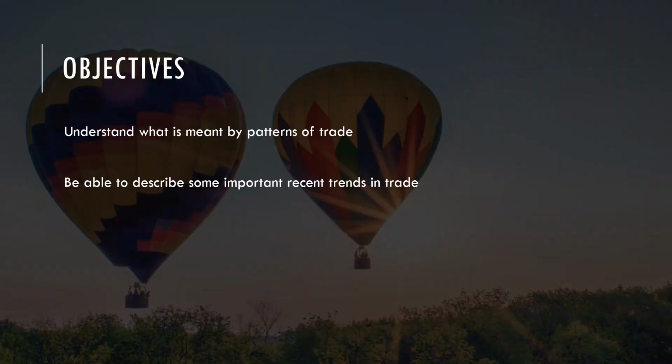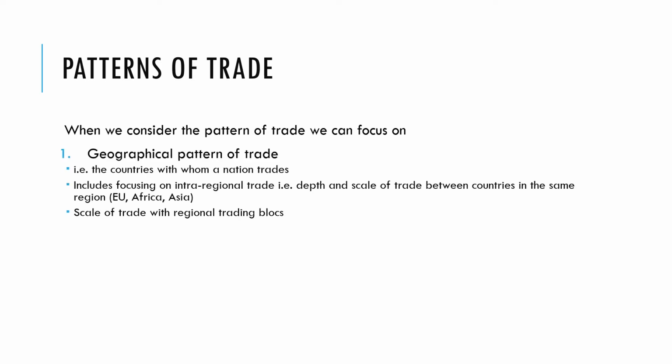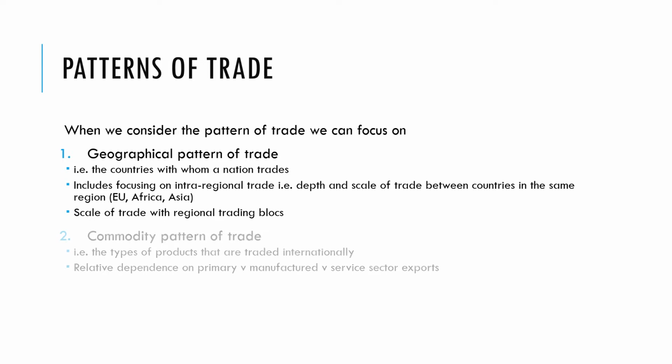So in this video we're going to look at what we mean by patterns of trade and look at some important recent trends in global trade. When we're considering the patterns of trade, we can really talk about two different things. We can talk about the geographical trade between two countries, so looking at the countries with whom a nation trades, or looking at trade between countries within particular regions.